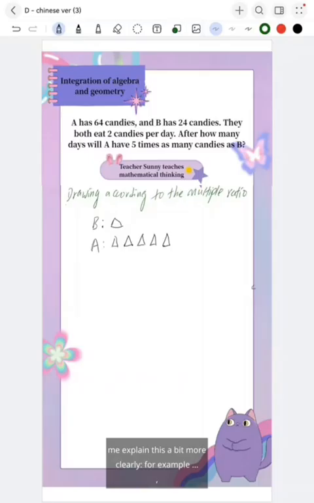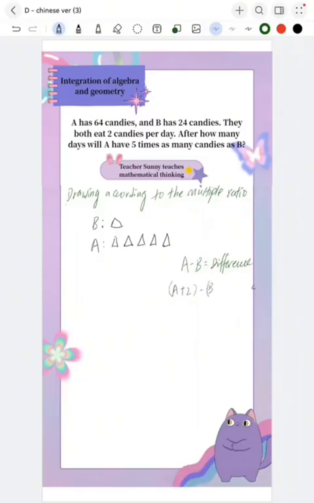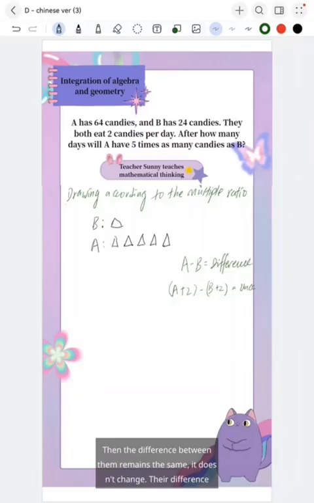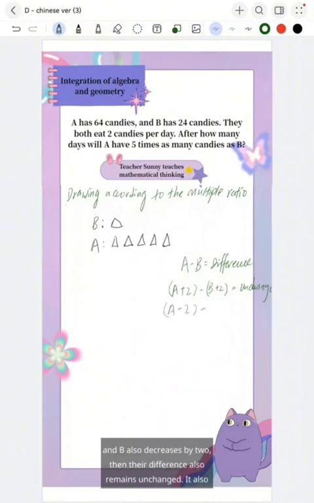Here, let me explain this a bit more clearly. For example, a minus b equals a difference, right? This fundamental mathematical operation yields a difference, which is the result of this calculation. So if A increases by 2 units, and at the same time B also increases by 2 units simultaneously, then the difference between them remains the same, it doesn't change. The difference stays the same. Okay, similarly, if A decreases by 2, and B also decreases by 2, then their difference also remains unchanged. It also stays the same.